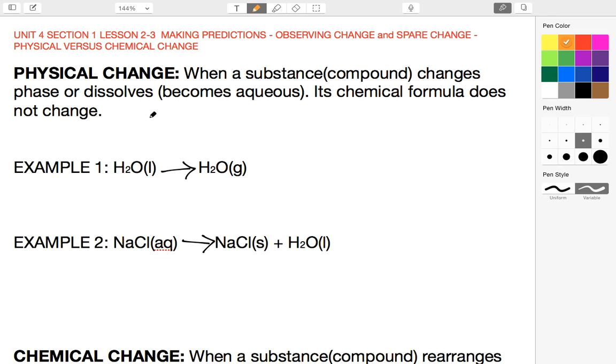All right, so this video is on lesson 2 to 3, making predictions, observing change, and chemical versus physical change. All right, so a couple definitions to start with. A physical change is when a substance, also known as a compound or a molecule, changes phase or dissolves, aka becomes aqueous. Its formula does not change, right? So it just changes a state of matter.